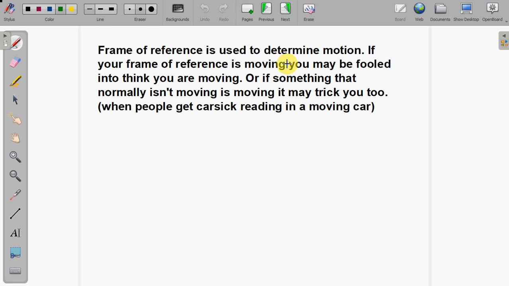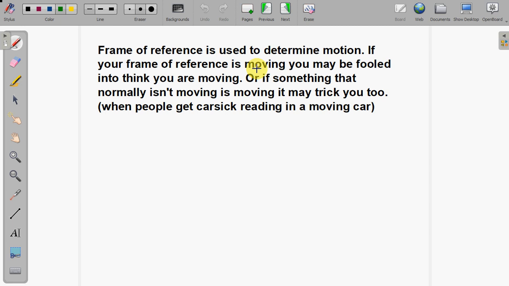Let's see here. Frame of reference is used to determine motion. So if you're riding along in your car and you see the trees going by, you know that the trees aren't moving. They're rooted in the ground. So it must be you that is moving. So the trees are your frame of reference to determine that you are moving. Okay.